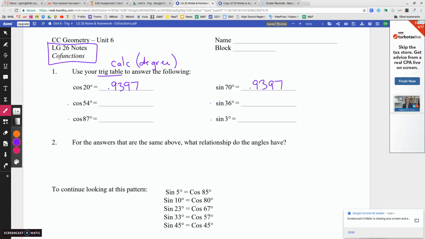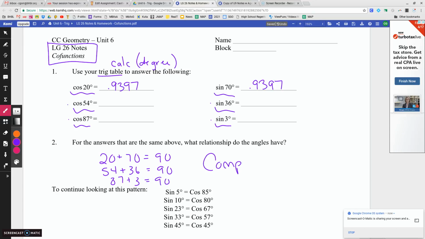Now that you have found all of those answers, we are looking at the relationship between the cosine of 20 and the sine of 70, cosine of 54 and sine of 36. And we're noticing that an awful lot of values are staying the same. So we're noticing that if we have 20 plus 70, we end up with 90. 54 plus 36 also gives us 90. 87 plus 3 also gives us 90. All of these angles are complementary.